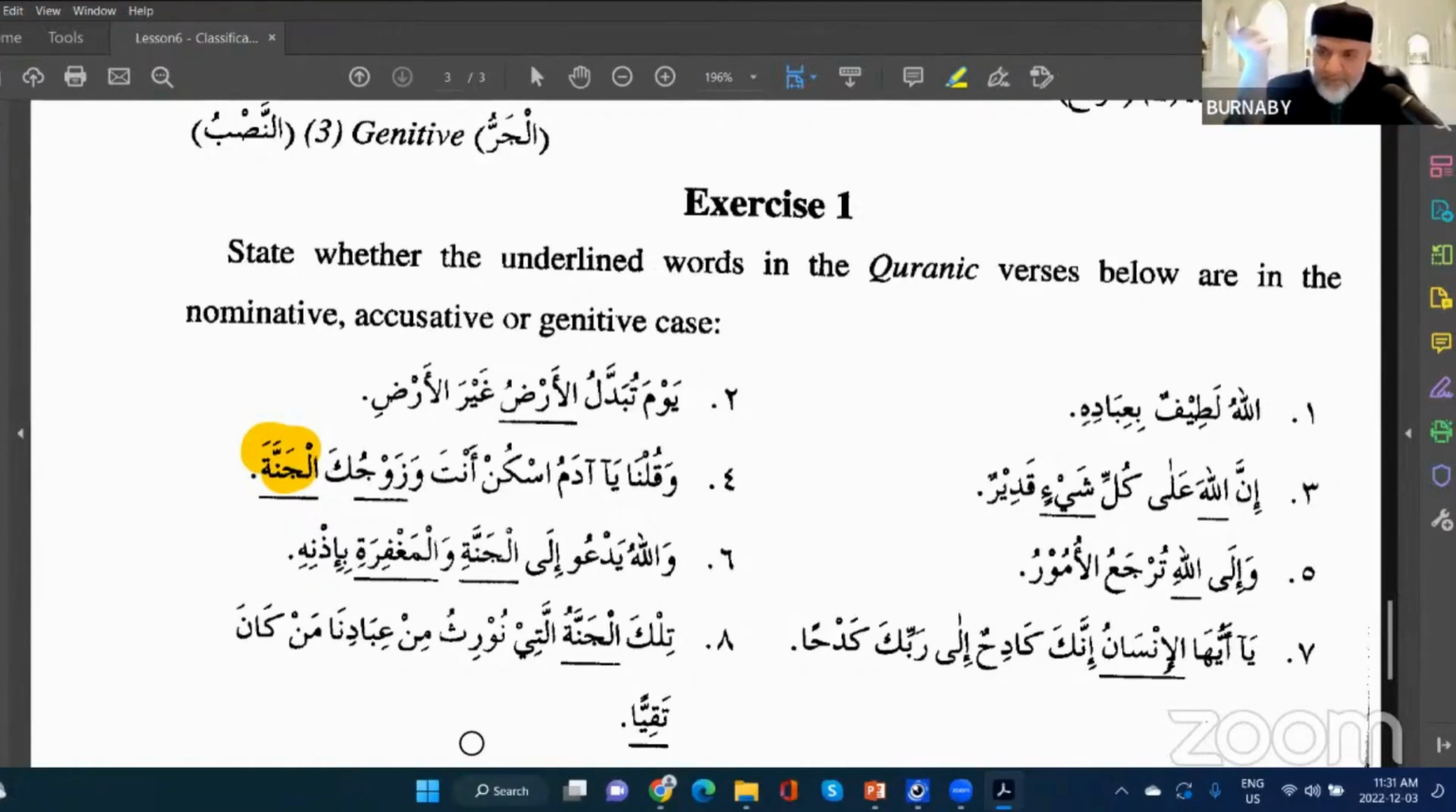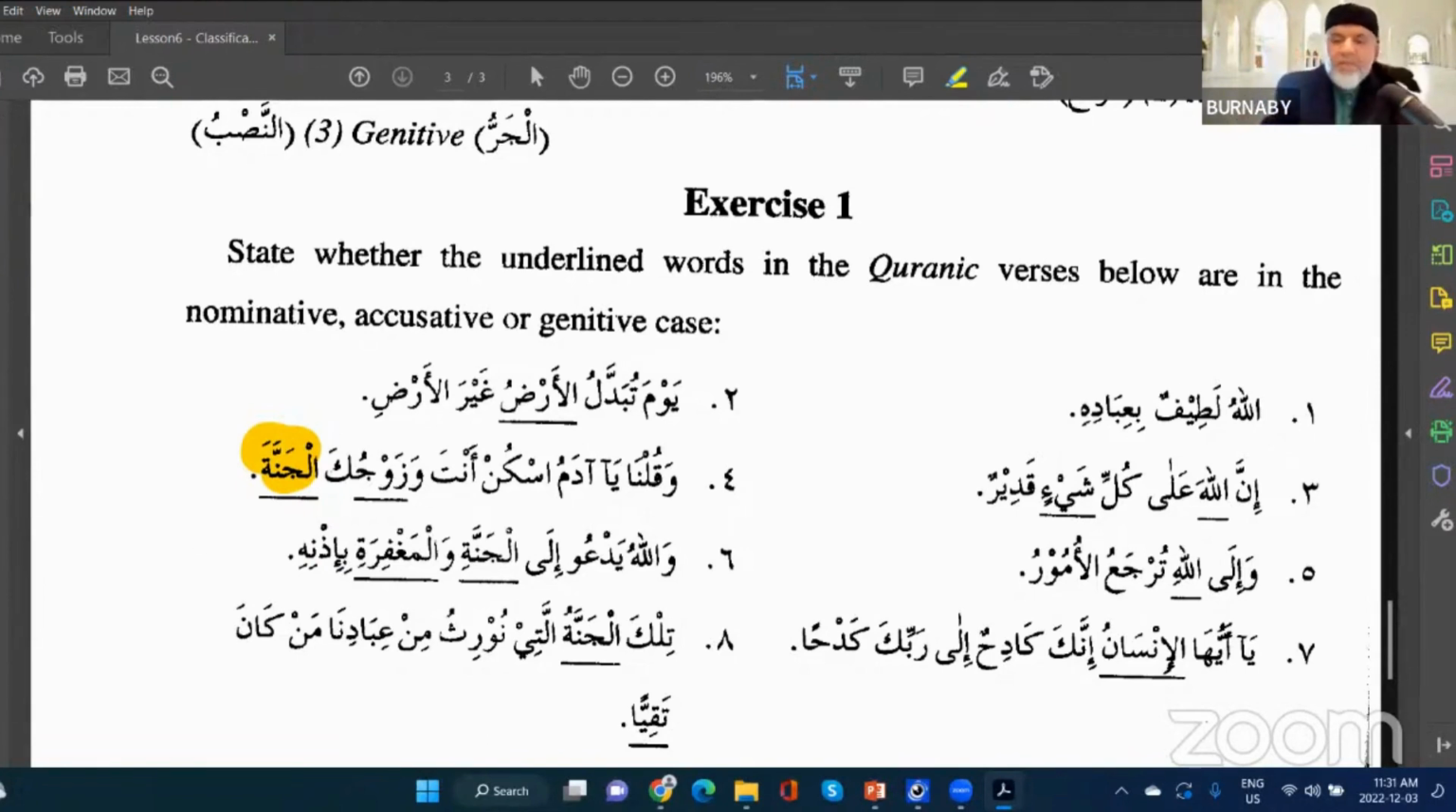Al Jannah, right? Al Jannah is single. Very good. So, as soon as you saw the single, what is the last letter? The last letter is Ta, with a Fatha, and that gives you Nasab.